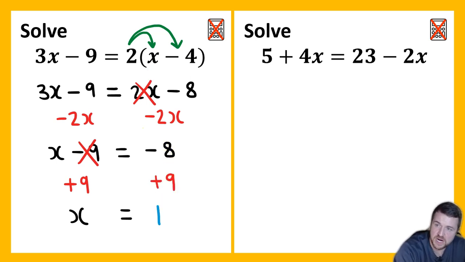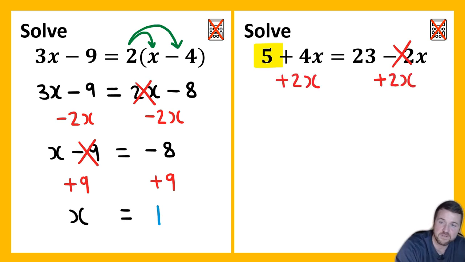Notice on the right-hand side, we actually have 23 minus 2x. So if you want to eliminate the negative 2x from the right-hand side to isolate the variables to the left-hand side, you would have to apply the inverse operation to this, which would be to add 2x to both sides.